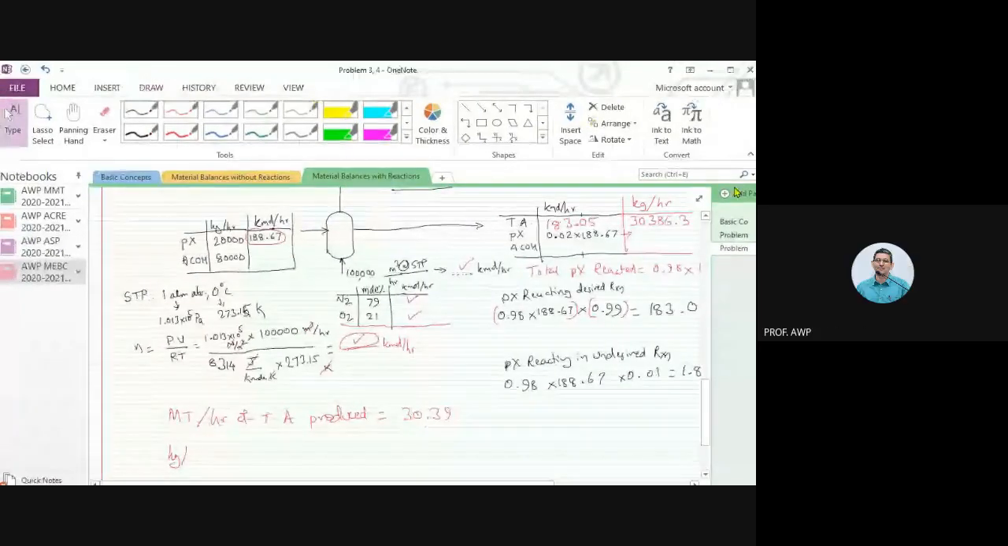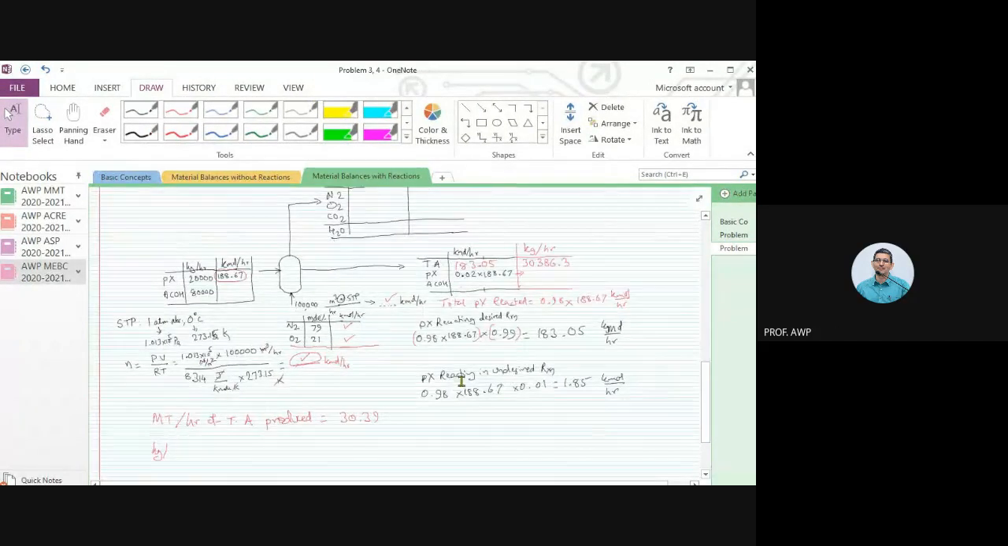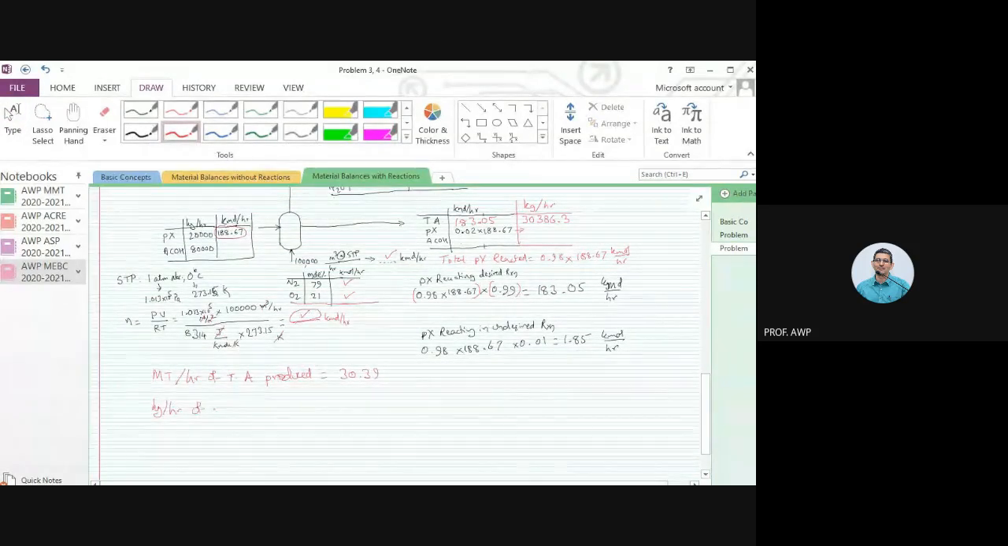Yes, sir. Okay, so now metric tons per hour of terephthalic acid produced is 30.39. So kg per hour of acetic acid burning is 40 into 30.39 kg per hour. In terms of kilomoles per hour of acetic acid burning, it will be 40 into 30.39 divided by molecular weight of acetic acid 60. Somebody calculate this number. It is 20.26 kilomoles per hour.